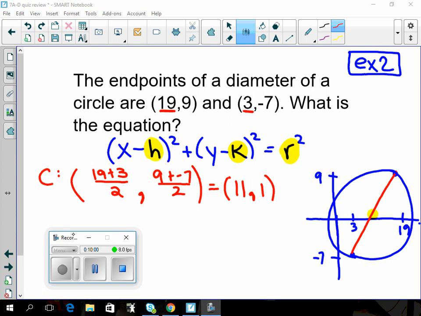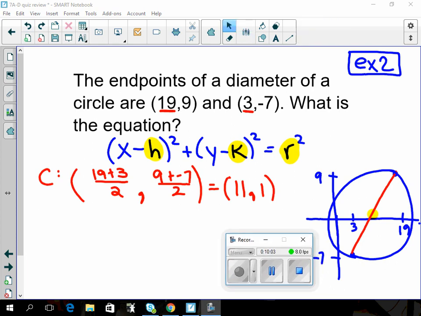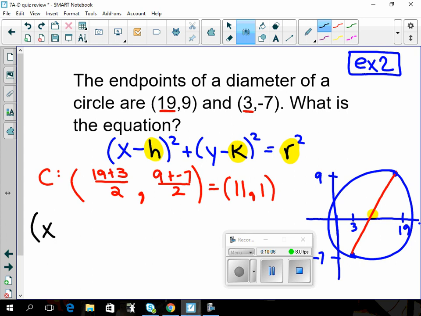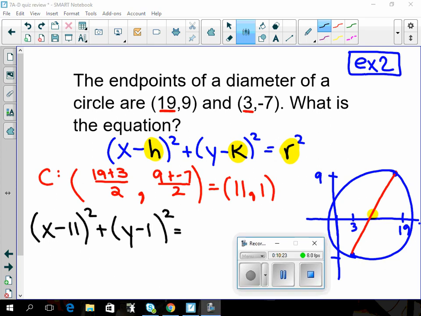So if I use my center to write my equation, what numbers go in there? Doesn't the 11 go with the x? Is there a plus sign or a minus sign here? Minus. It's minus, good. And then what goes with my y? Minus 1. So the only thing that I'm missing now is what? The radius. So I need to figure out what my radius is. Well, what do you think that's going to be? So we know that the coordinates of here, that is, what did we say, 11 and 1.